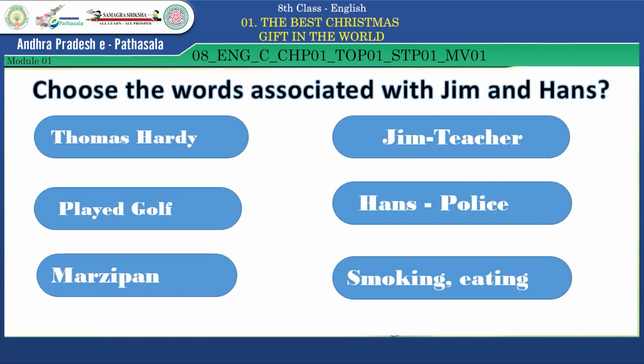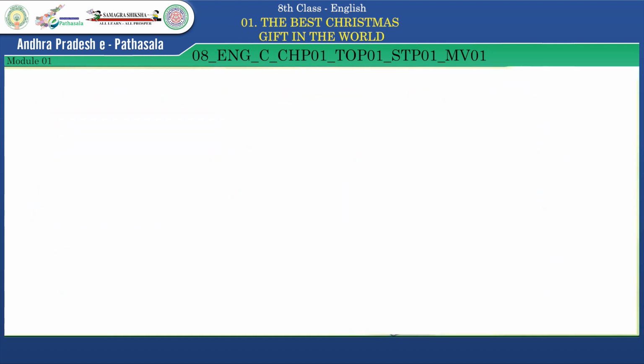So the words associated with Jim and Hans. Thomas Hardy, yes. Jim is a teacher? Right. Played golf? Wrong. They played football. Hans is a policeman? Wrong. Marzipan? Yes, they enjoyed. Smoking and eating? Yes, they did it. Shall we continue with the next paragraph?